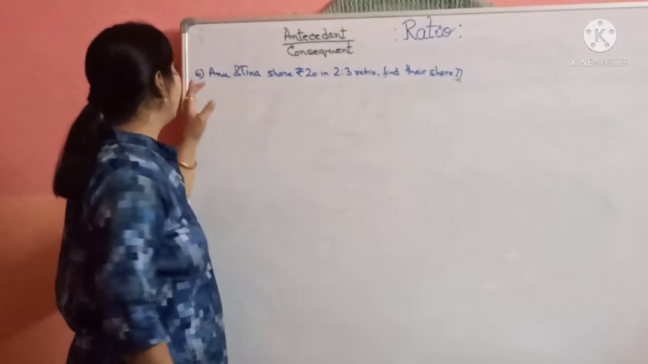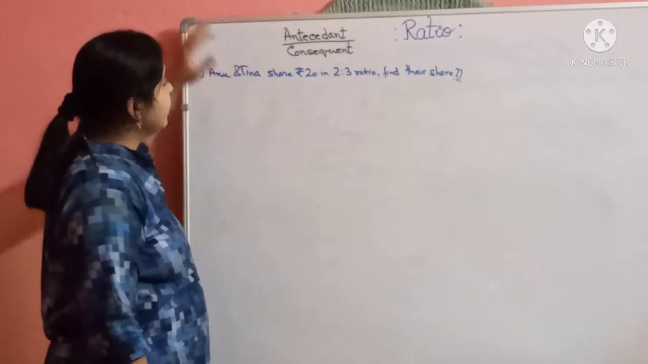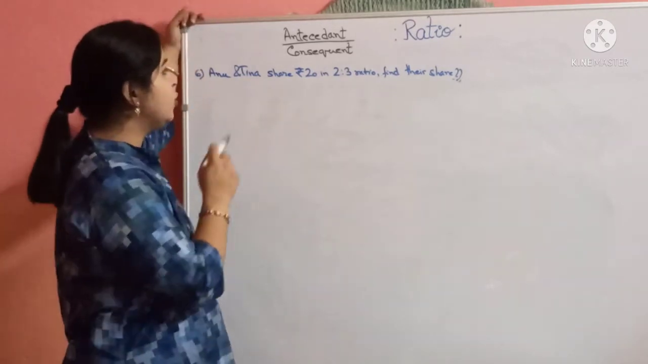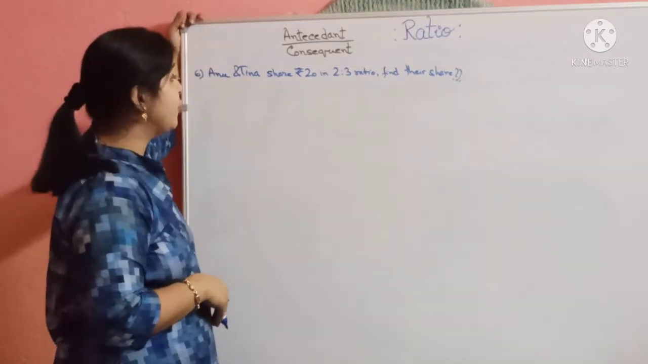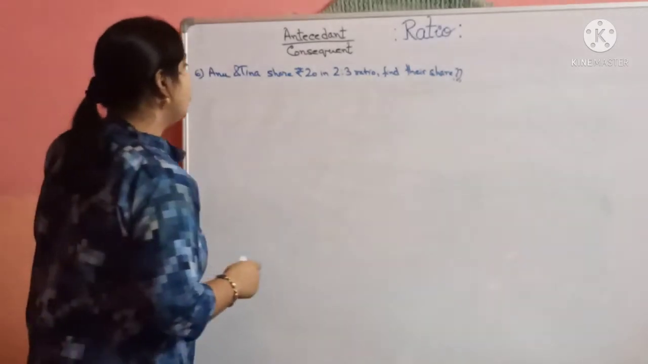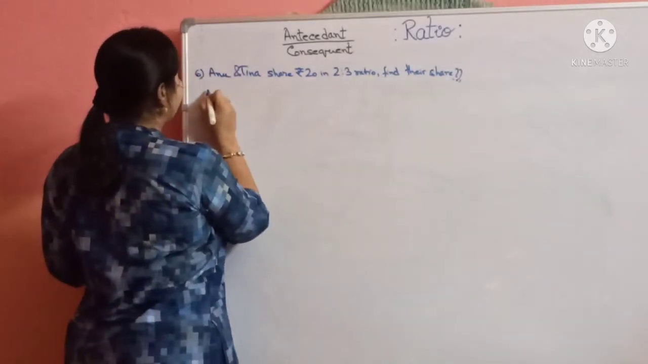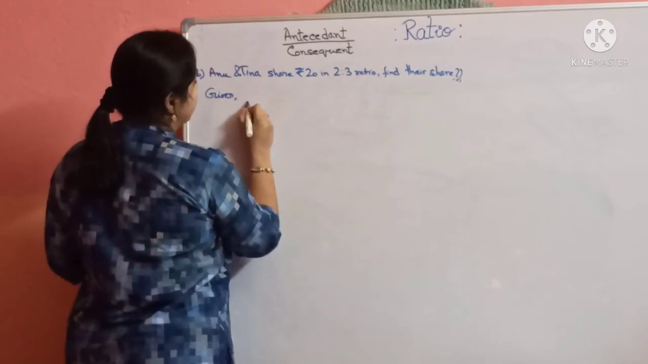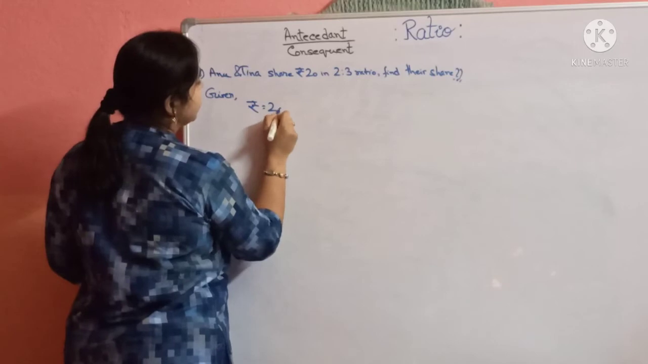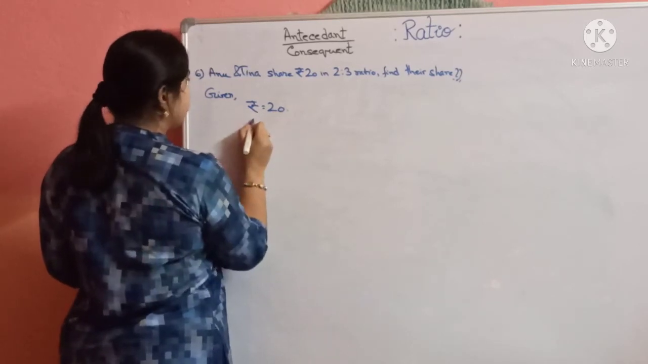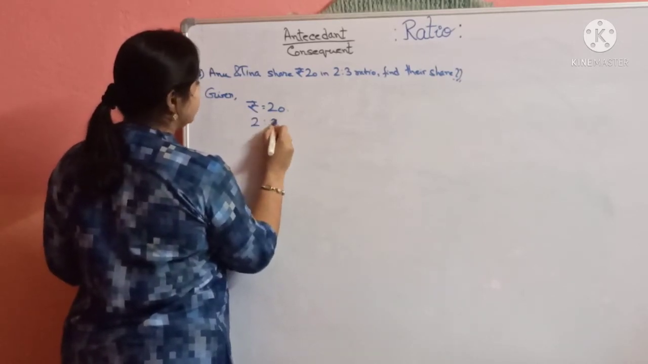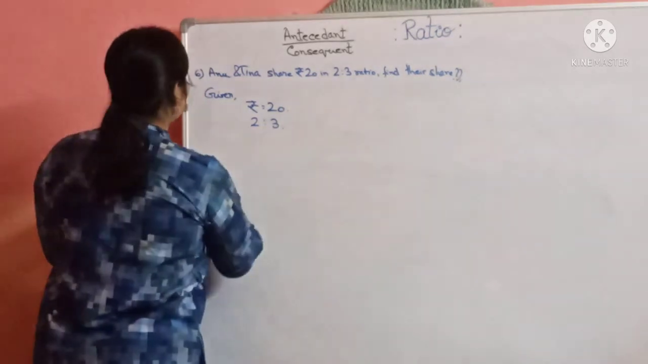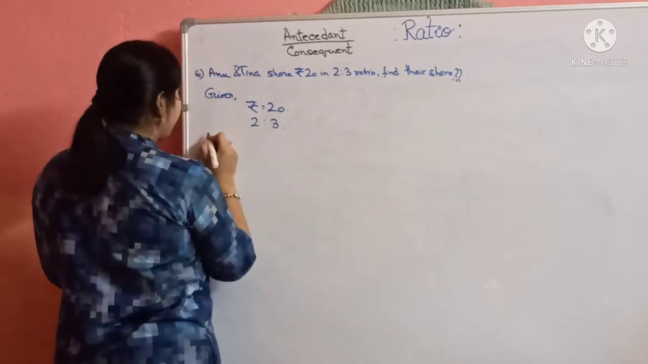Okay. Now comes our next problem, the sixth problem. What is given in the sixth problem? Anu and Tina share rupees 20 in 2 is to 3 ratio. So we have to find out their shares. What should you write in the given? Rupees 20 and given ratio 2 is to 3. So now we will start our game. What game? Ratio game. Forgot?